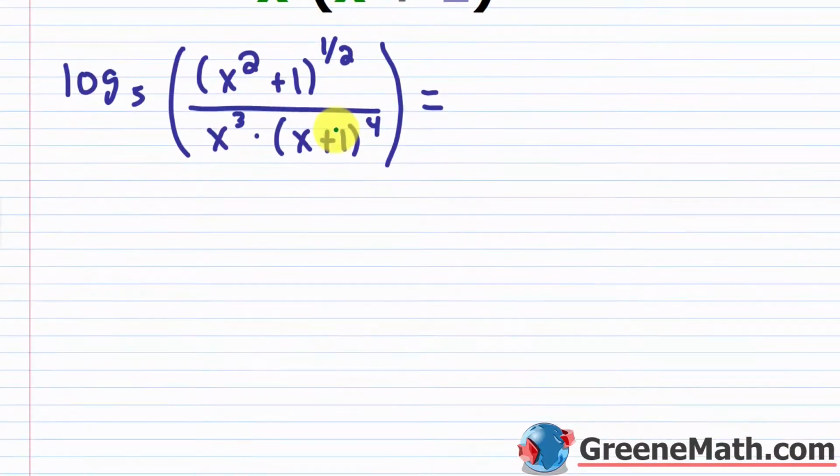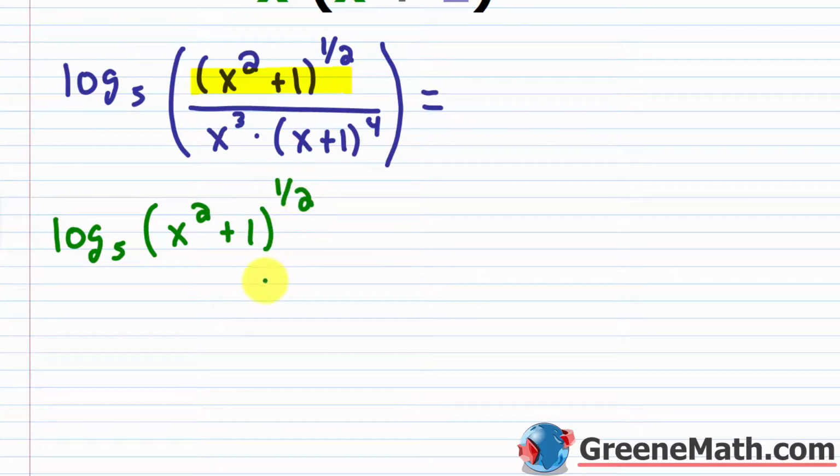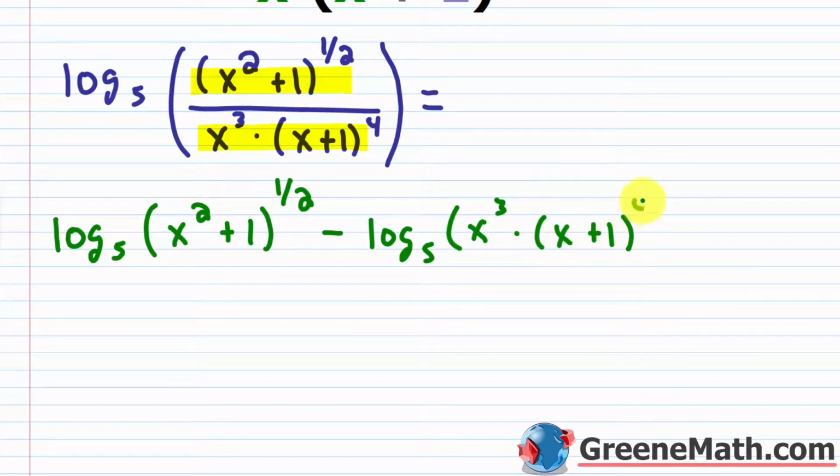Okay, so what I'm going to do is think about my quotient property first. That always keeps me from making a sign mistake. So what's in the numerator? This guy right here. So let's start with that. We'd have log base 5 of what's in the numerator, which is x squared plus 1, again raised to the 1/2 power. And then I'm going to subtract away, again, log base 5 of what's in the denominator. So in this case, it's going to be x cubed times this quantity, x plus 1 to the 4th power.